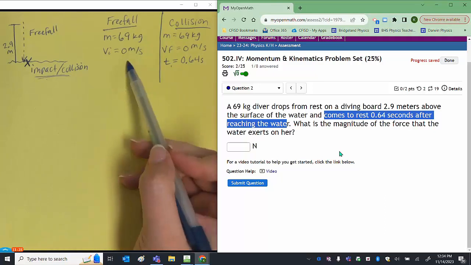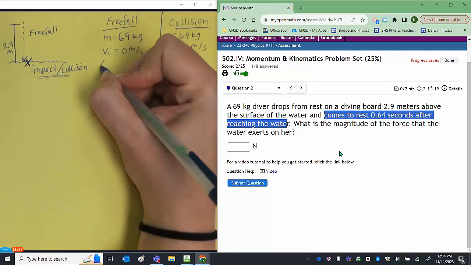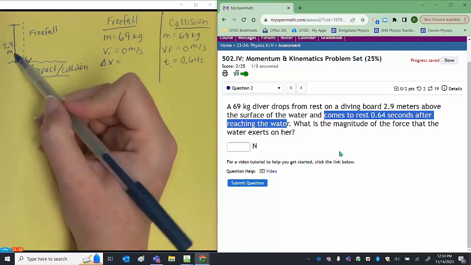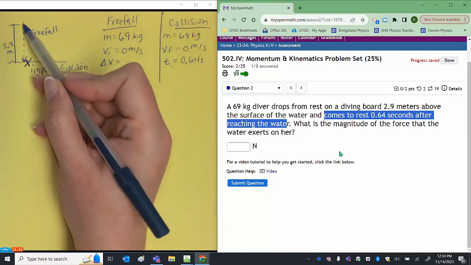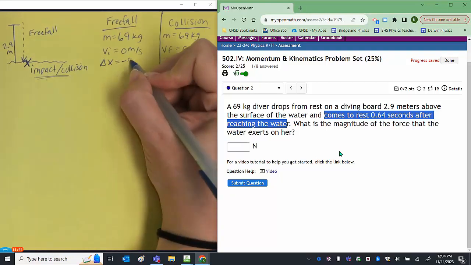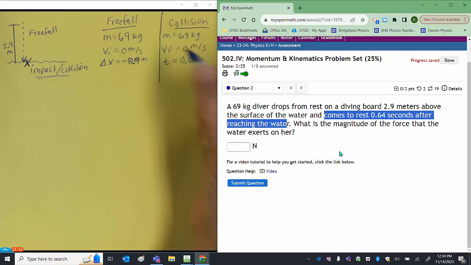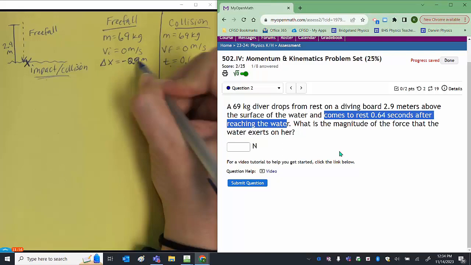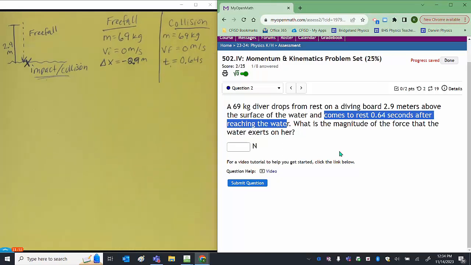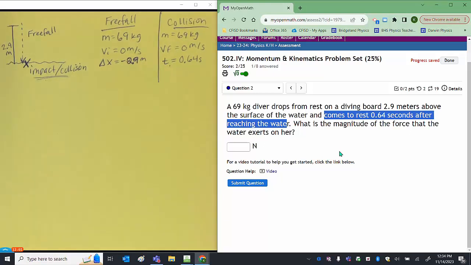I don't actually know the time that she's in the air. It's not given to me in the question. Okay, let's look at what other information is given to me. I do know her displacement when she's in free fall because I know that she started 2.9 meters above the water, which means that she fell 2.9 meters and her displacement is therefore negative 2.9 meters. I didn't write that very neat, but that's how far she falls when she gets here. That appears to be the only information that's given to me in the question.